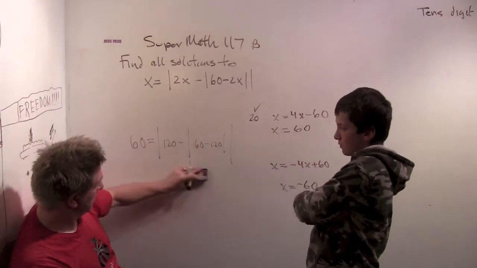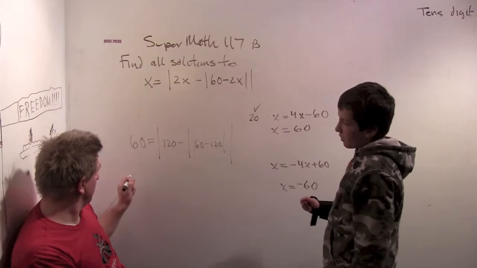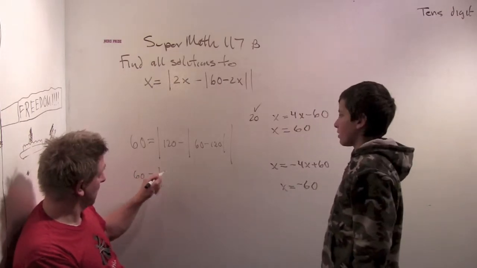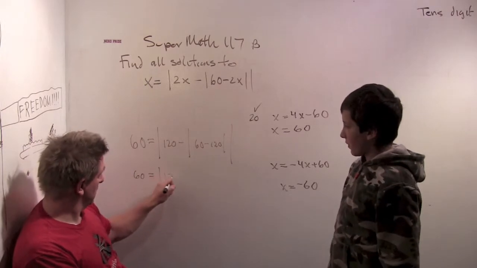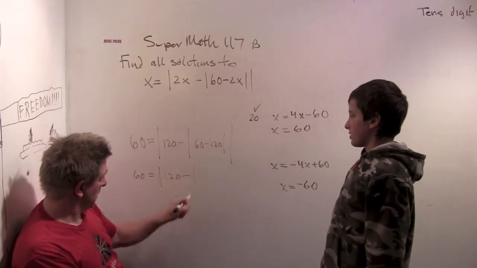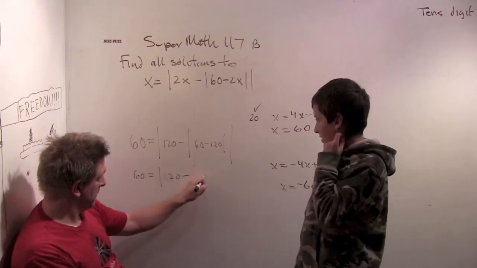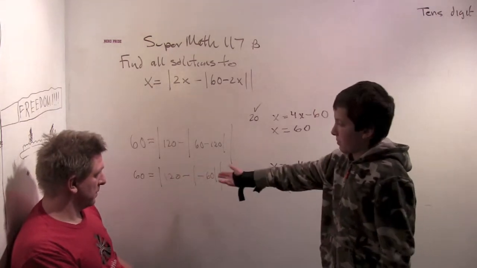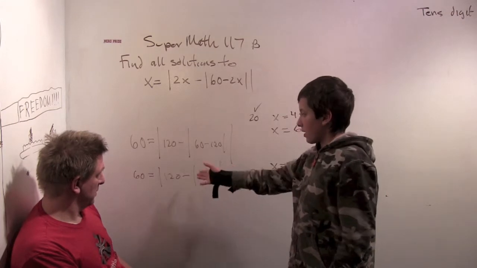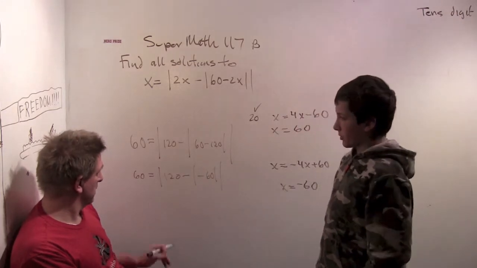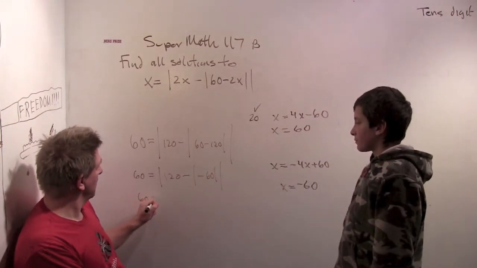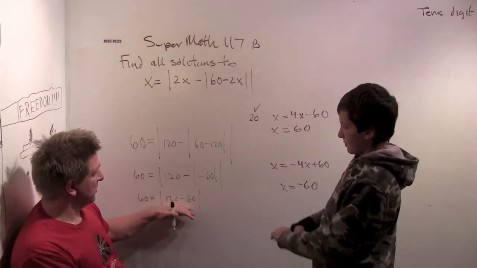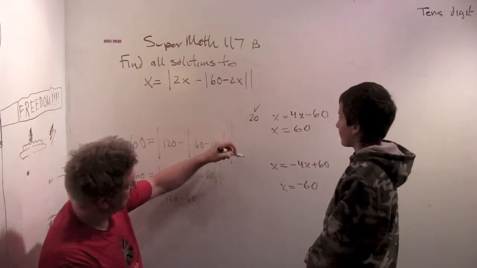Okay, so what does this work out to be? Well, this is 60 equals the absolute value of 120 minus the absolute value of minus 60. Don't forget your absolute values. So this is a plus 60, and it works. Okay, so this is 60 equals the absolute value of 120 minus 60, which is the absolute value of 60. Okay, so x equals 60 works.